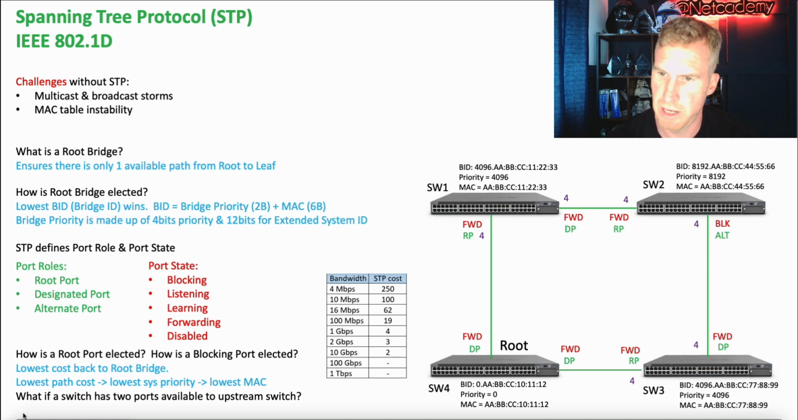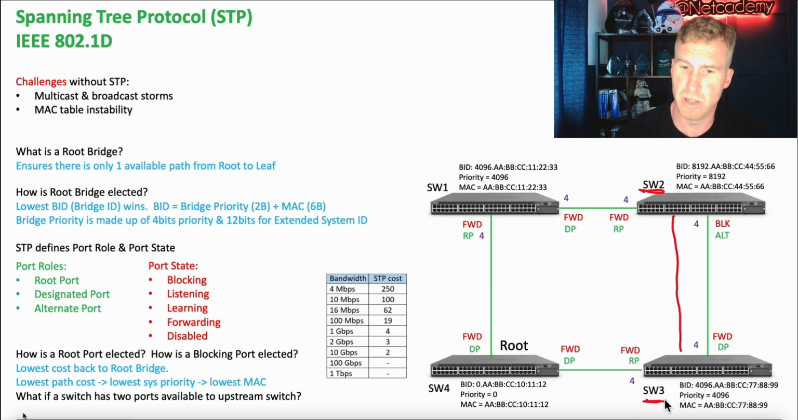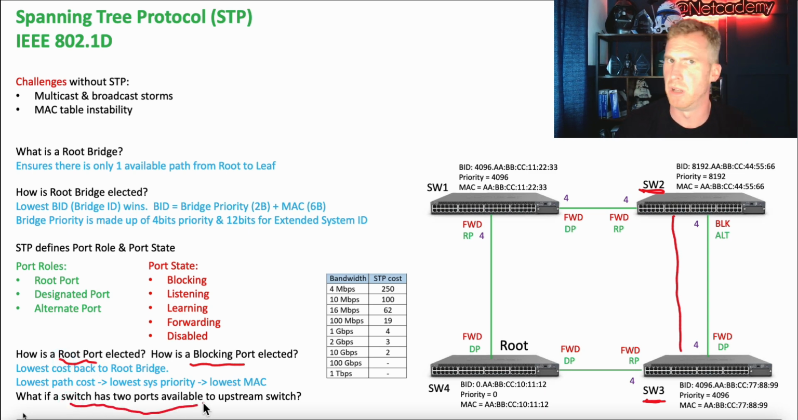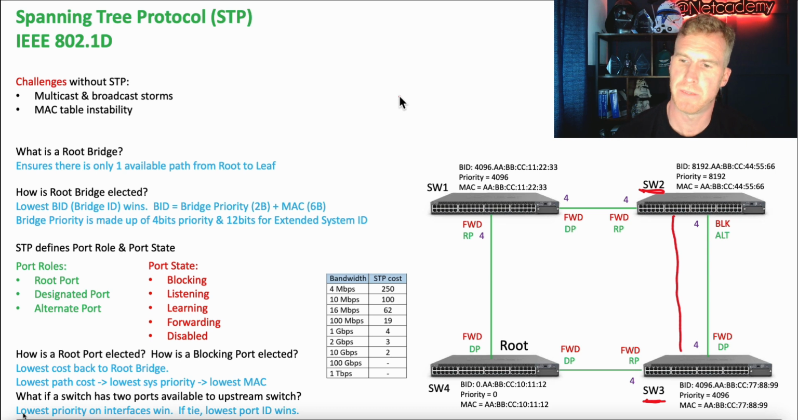But what if there are two interfaces between SW2 and SW3? Well, that obviously changes things, because now we've got two links between the same two switches. So how are you going to know what to block? What's going to be a root port between two switches which have two links, two ports available between themselves? So when you look at the interfaces, we've got two links here between SW2 and SW3, the first thing it's going to look at is lowest priority.